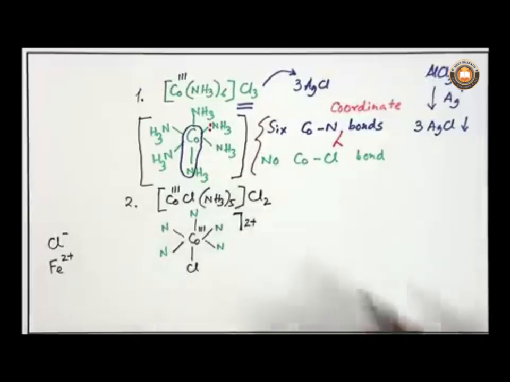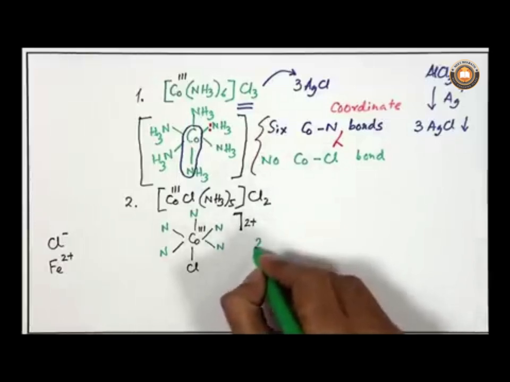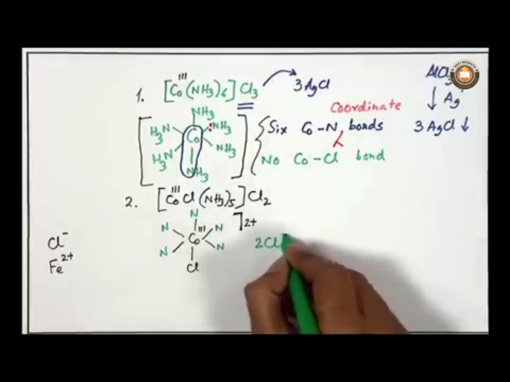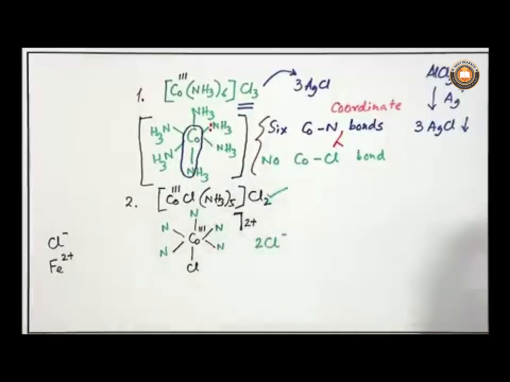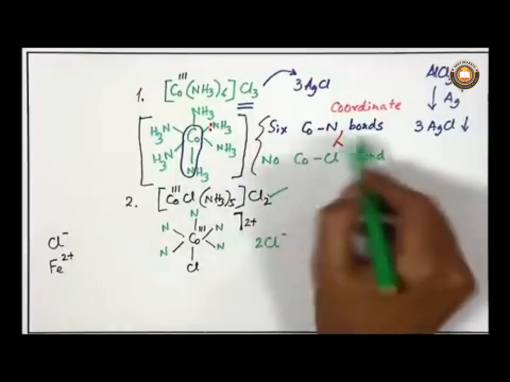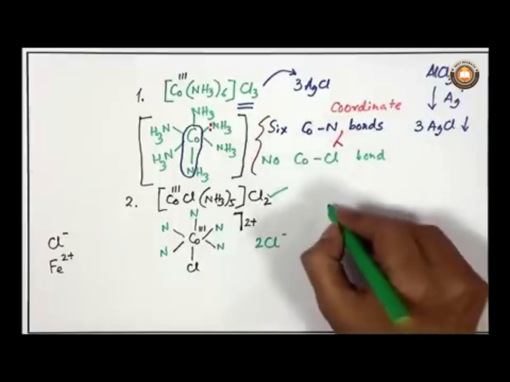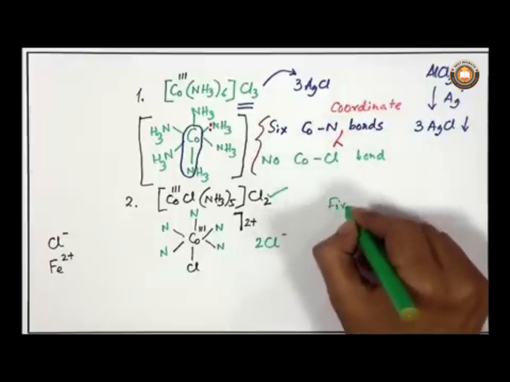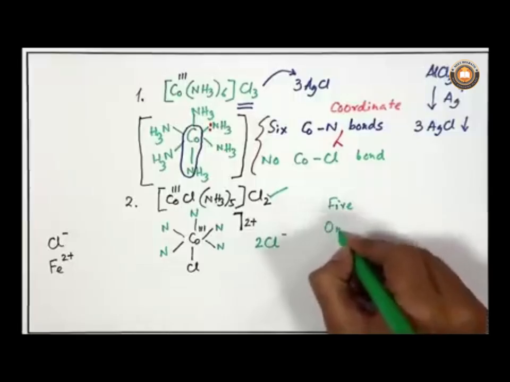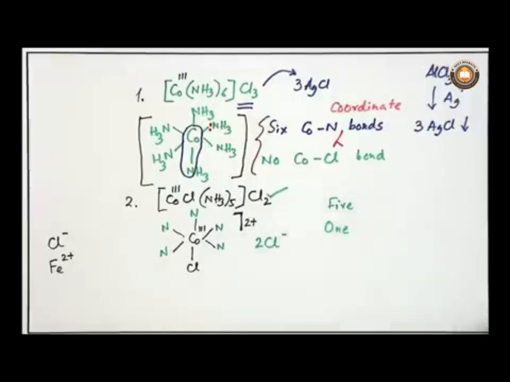So, what will be there? You will have these two. The charge balance will therefore be due to the presence of 2 Cl minus. That is why you have 2 Cl minus. So, in terms of these cobalt nitrogen and cobalt chlorine bonds, now you can write it down nicely that we will have 5 of the first category and 1 of the second category.